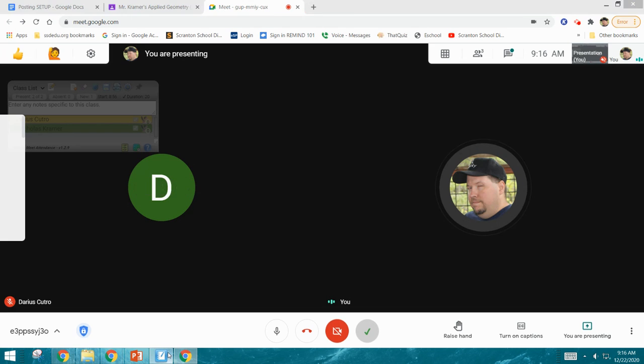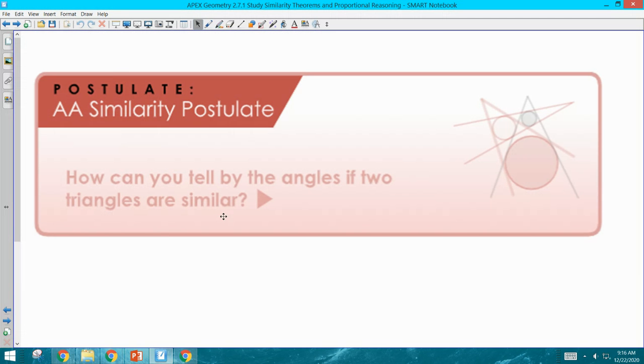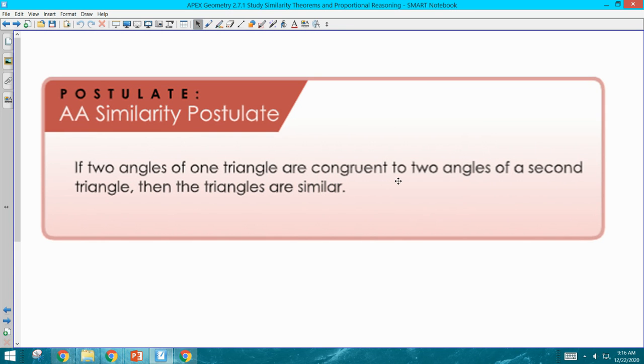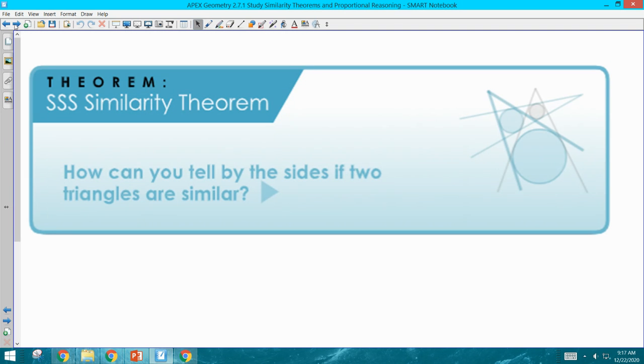Let me do a few problems here, kind of sum things up. On the video, you saw the angle similarity postulate or theorem, it really doesn't matter. Don't get bogged down with the idea of postulate or theorem here. Just understand angle similarity says that if two angles of one triangle are congruent to two angles of a second triangle, then the two triangles are similar to each other, if I can prove that.